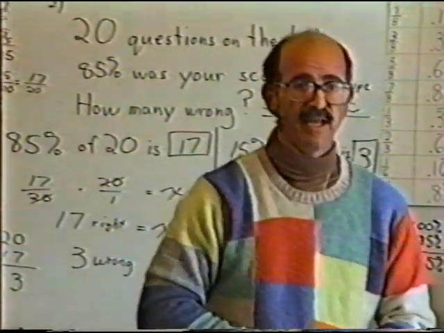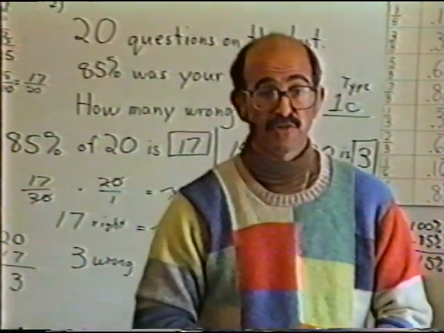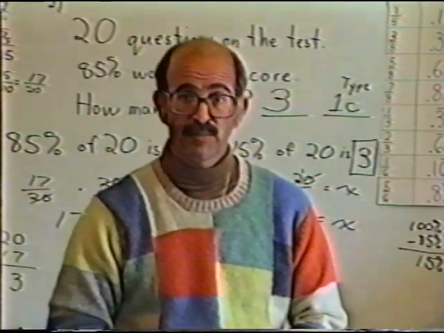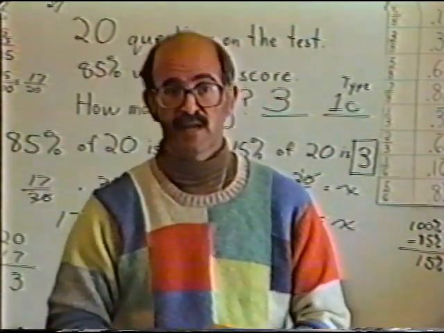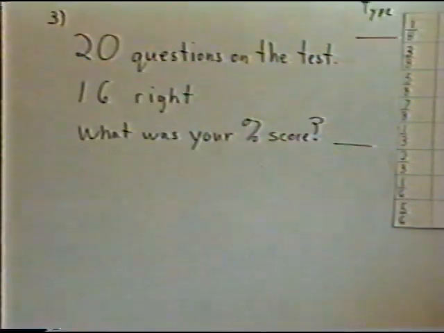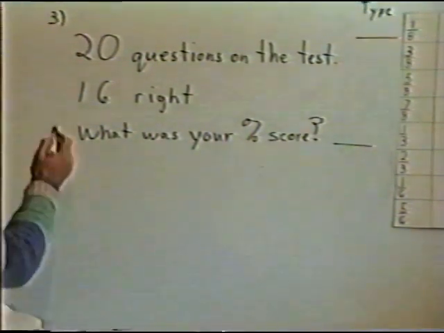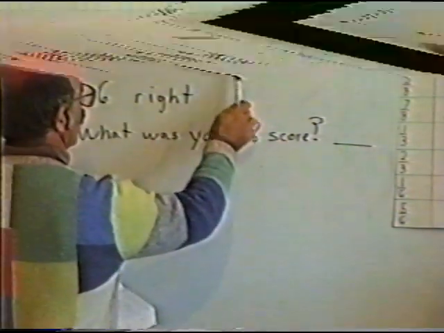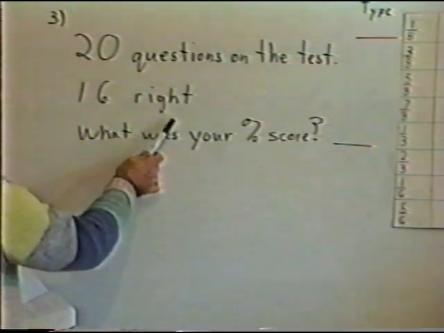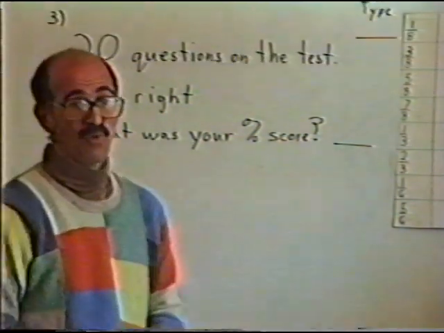So when you have a type 1 problem with a curveball, you have a choice. You can take care of that curveball at the very end of the problem, or you can take care of it at the beginning. "20 questions on the test. 16 were right. What was your percent score?"